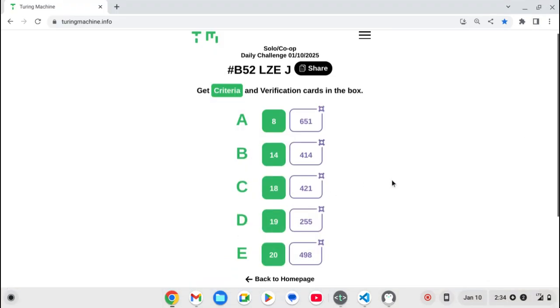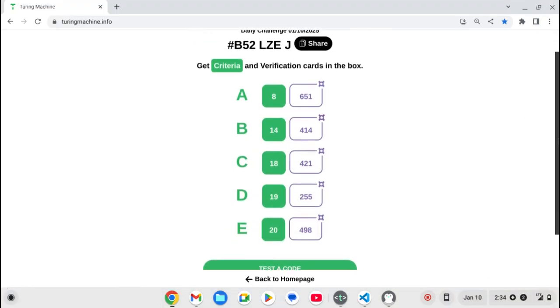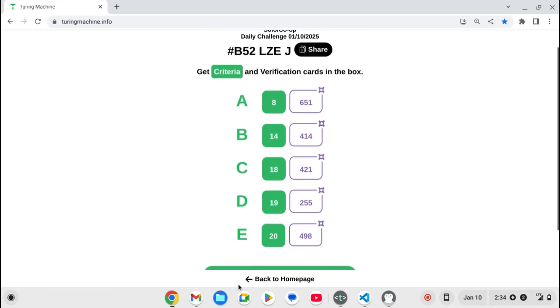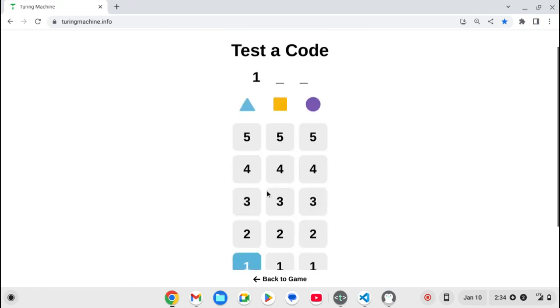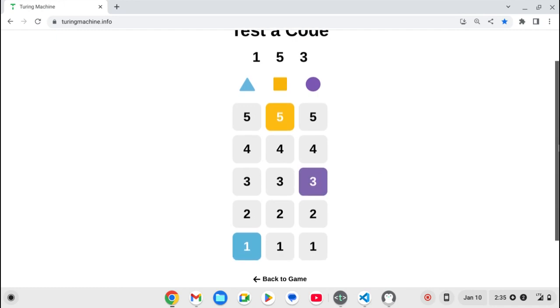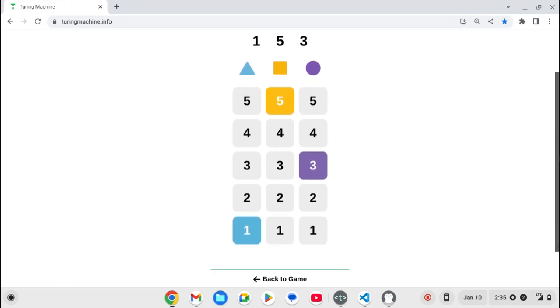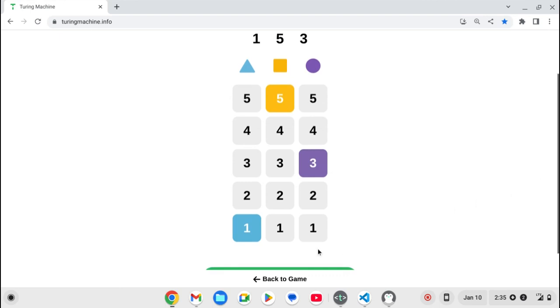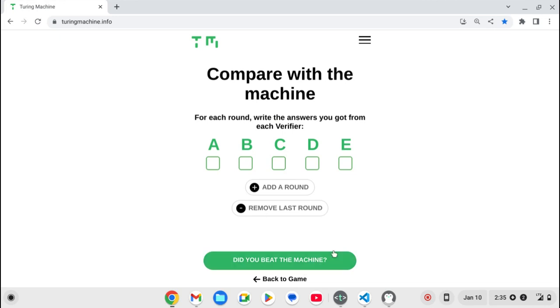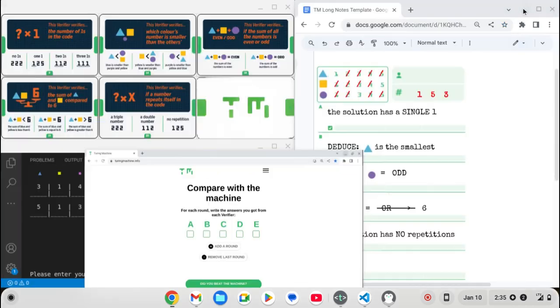So let's go verify. 153. Okay, fantastic. Well, how do we do versus a Turing machine?